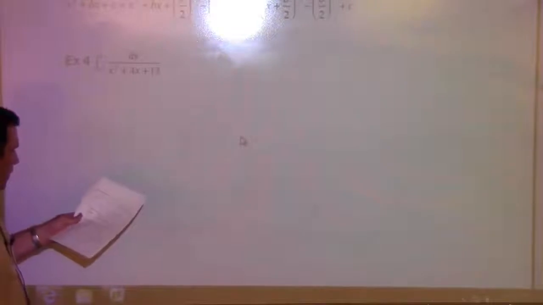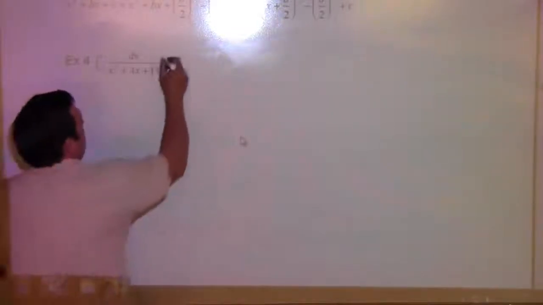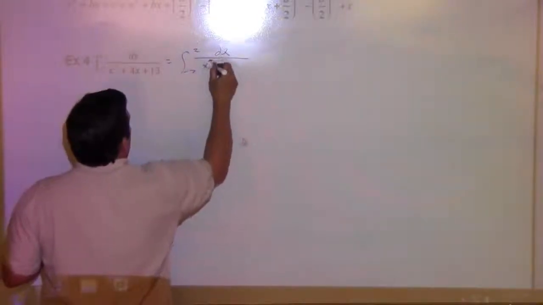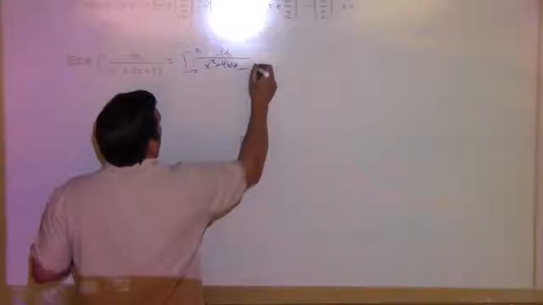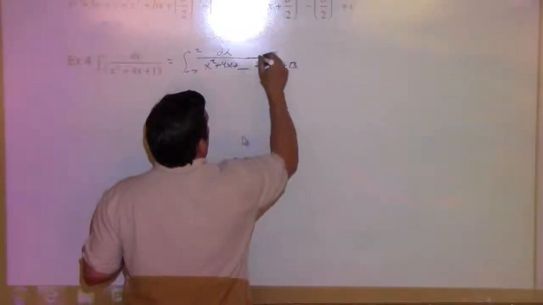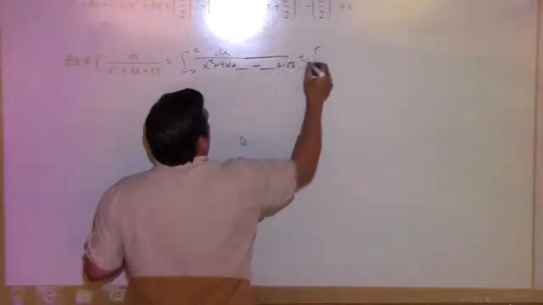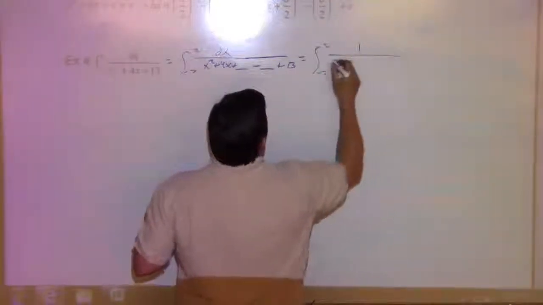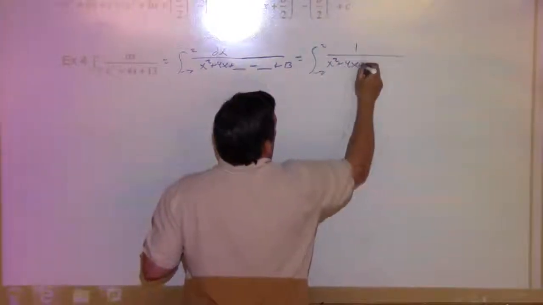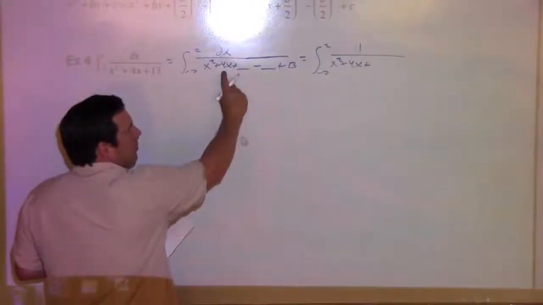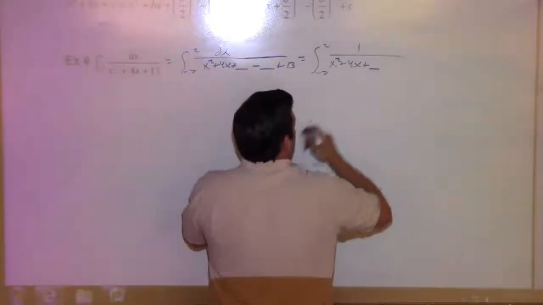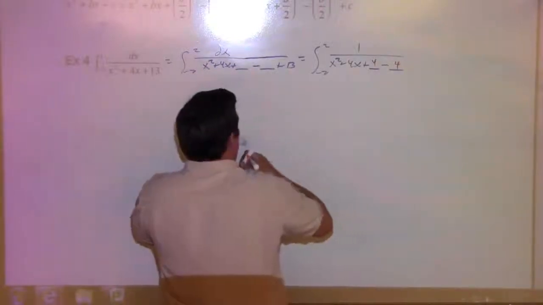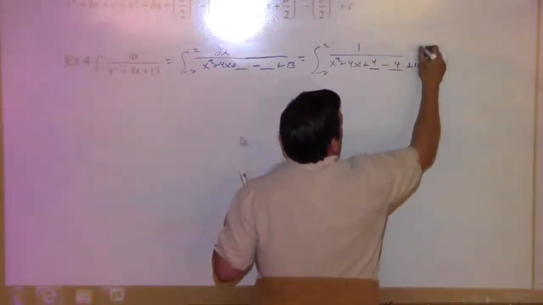Okay. So, in this one we have the integral from -2 to 2 of x squared plus 4x plus some blank minus the same blank plus 13. That's the integral from -2 to 2 of 1 over x squared plus 4x plus, now what's half of 4? Half of 4 is 2. 2 squared is 4. So plus 4 minus 4 plus 13 dx.